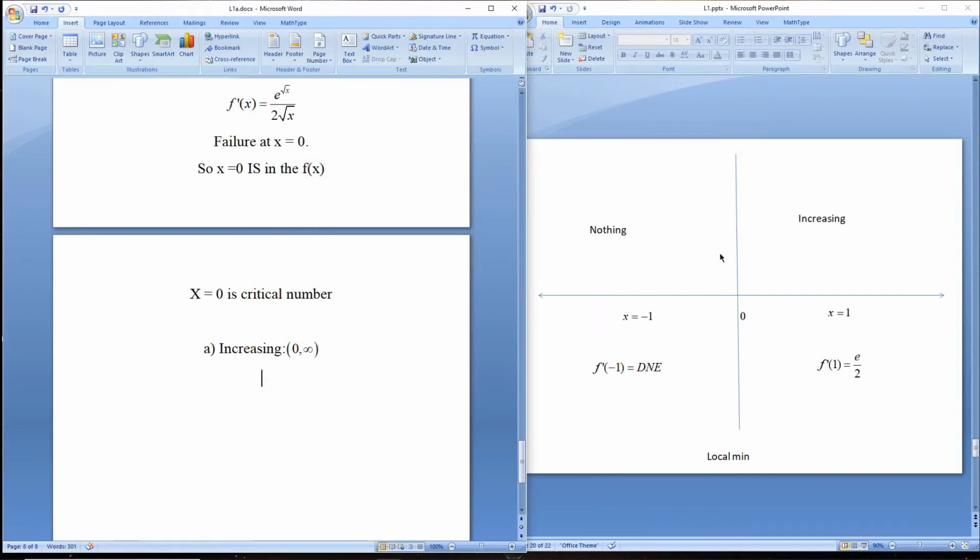And now where is this decreasing? Nowhere. It's nowhere decreasing. And then what about our extrema? We have a local min at 0.